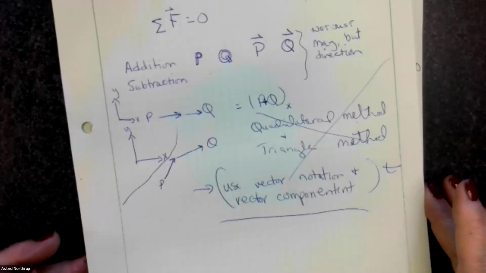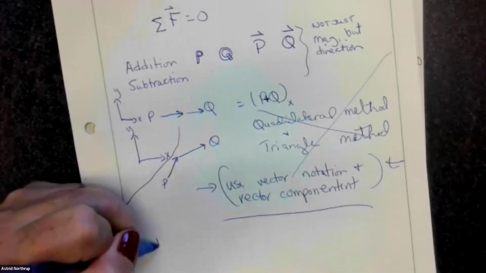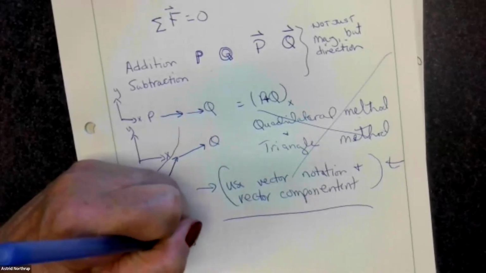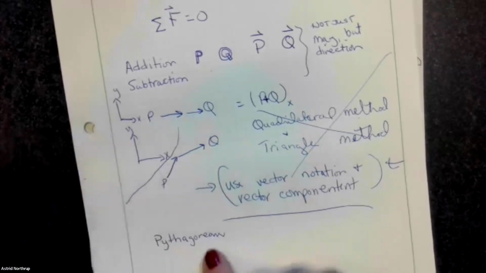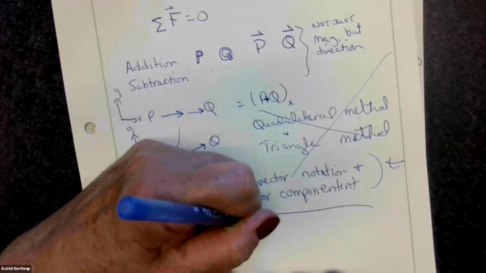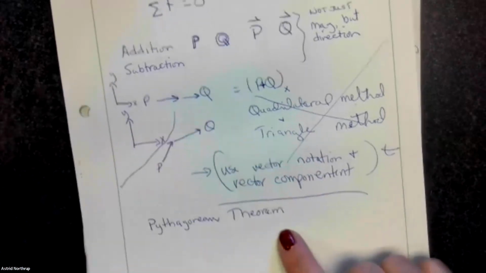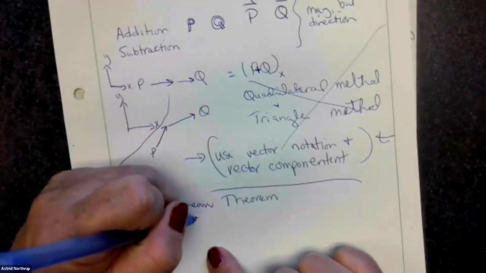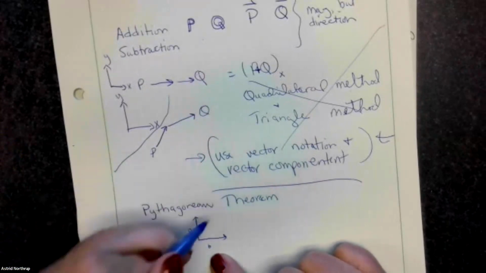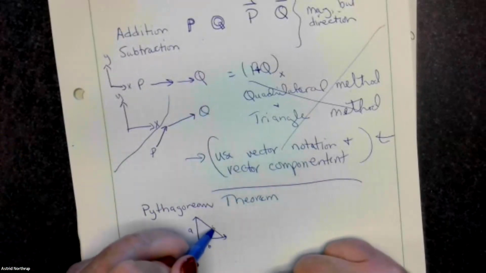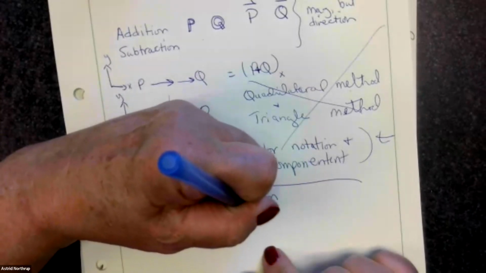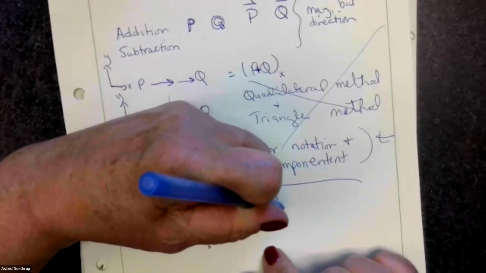All right, so getting all the way back into our study of trigonometry, you remember that the theorem of Pythagoras says that if you have a right triangle of sides A, B, and a hypotenuse C, that A squared plus B squared equals C squared.